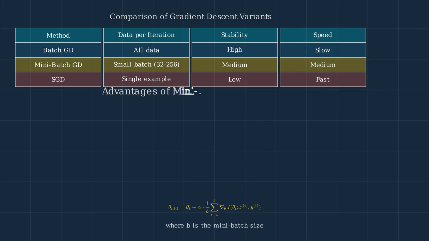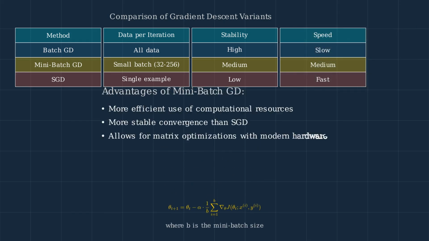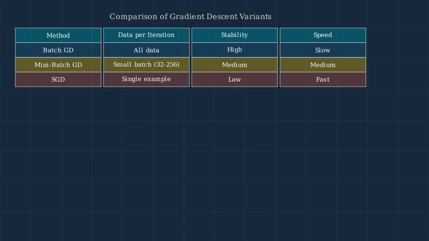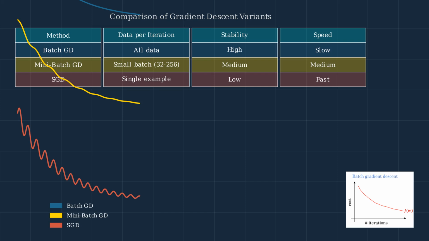Mini-batch gradient descent offers several advantages that make it the preferred choice in most practical applications. When comparing the convergence paths, we can see that mini-batch gradient descent offers a smoother descent than stochastic gradient descent, while still converging faster than batch gradient descent. In practice, choosing the right batch size is important. Too small and training becomes unstable, too large and you lose the computational benefits. Typical mini-batch sizes range from 32 to 256 examples, though this can vary depending on the problem and available hardware.